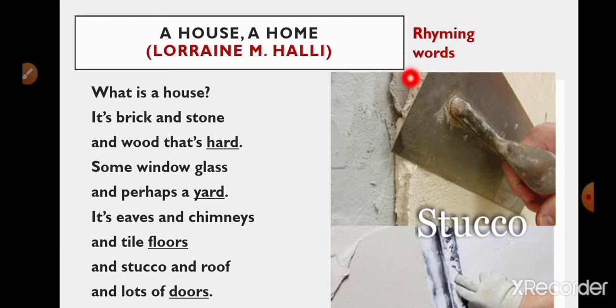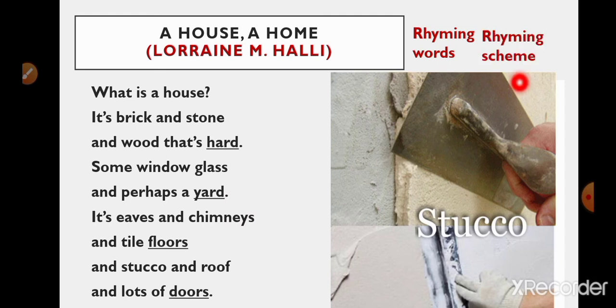First of all, what are rhyming words? Words that rhyme with each other, that sound the same. For example, cap rhymes with tap. Hut rhymes with cut. So in stanza 1, the word hard sounds the same as yard. So hard and yard are rhyming words. Similarly, floors and doors are rhyming words because floors sound the same as doors.